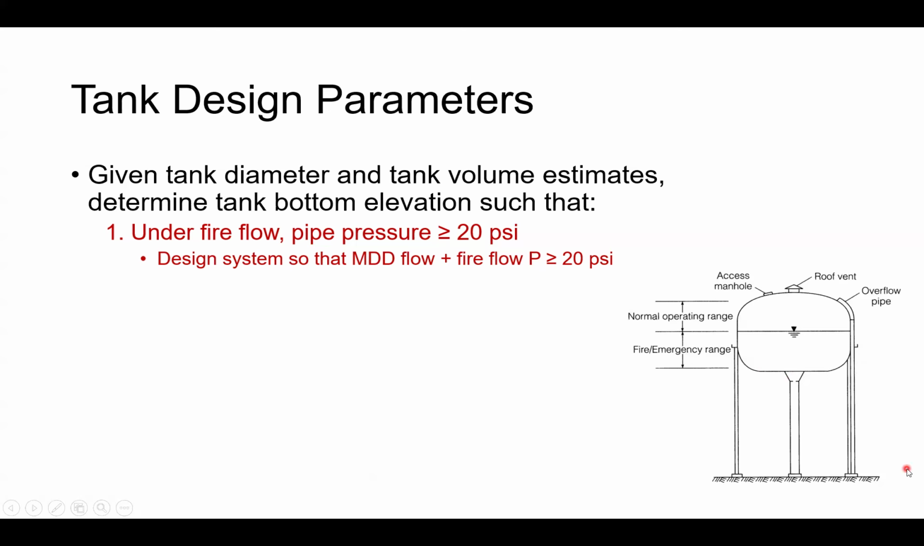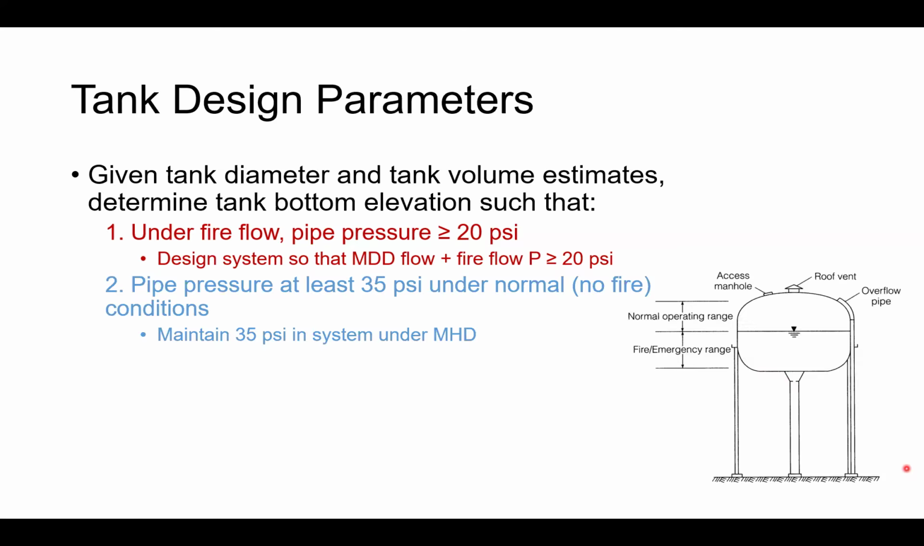Under the next scenario, these are kind of like normal conditions. We've got no fire, okay? So no emergencies. We also have maximum hourly demand. So big draw from the community on this. And under those conditions, we want to have at least 35 psi everywhere in the system. So now you're going to adjust the height. We're not going to go down, but we could go up, and we're going to adjust the diameter as well. So a wider tank will have a shallower depth for a given volume.